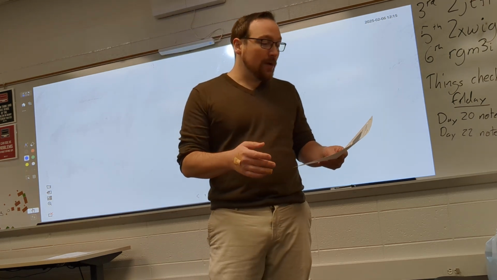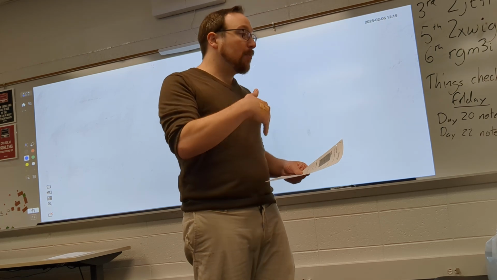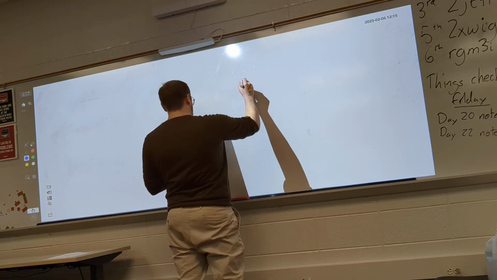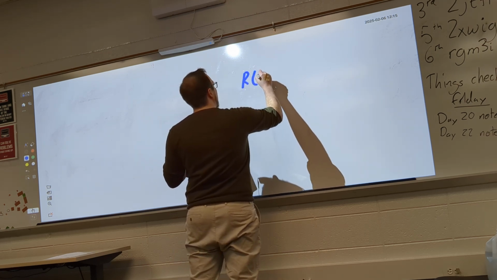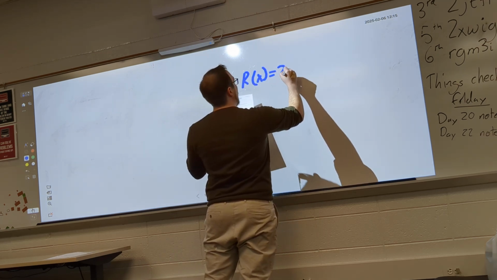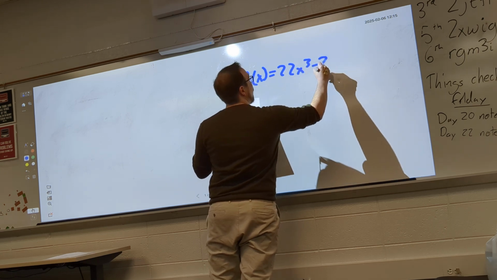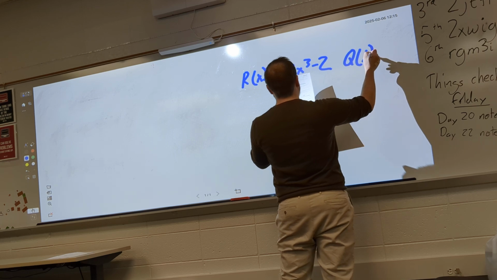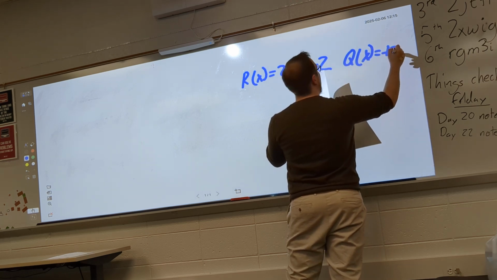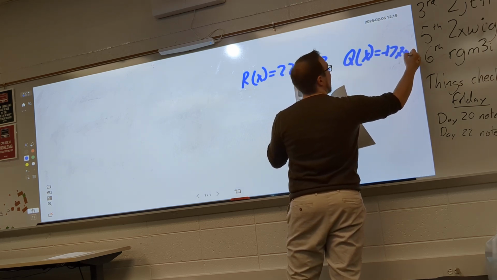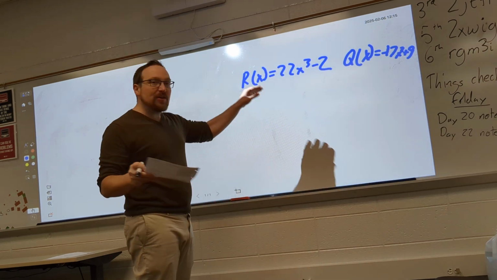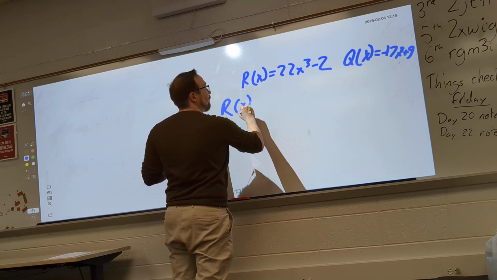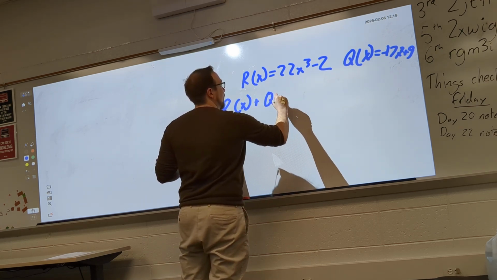For the spiral review, this is just a reminder of what we were talking about previously yesterday. So let's take a look. The first question on that spiral review was r of x is equal to 22x to the third minus 2, and q of x is equal to negative 17x squared plus 9. Forgive my handwriting, it's especially bad there, but don't worry, I'll rewrite it because we're trying to figure out what r of x plus q of x is.